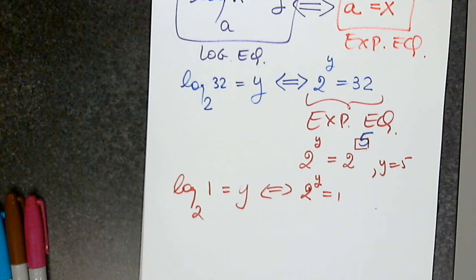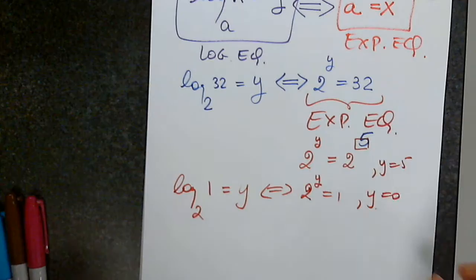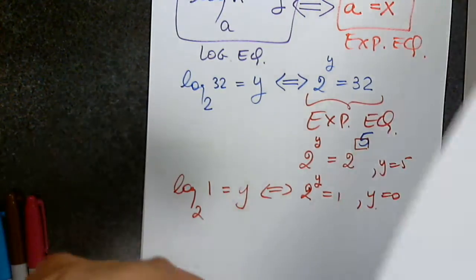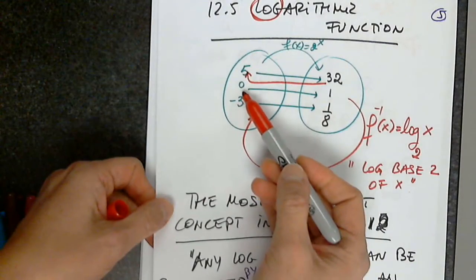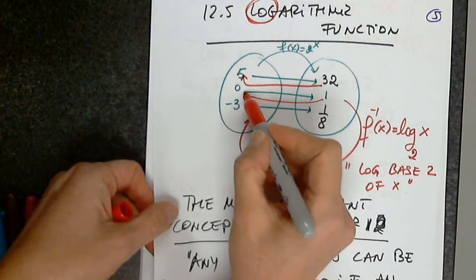Now all we have to do is just think. There is only one number that I raise 2 to get 1. And that number must be, excellent, 0. So y equals 0. Let's go back. Can we definitely say that log base 2 of 1 is 0? Good. Last one.